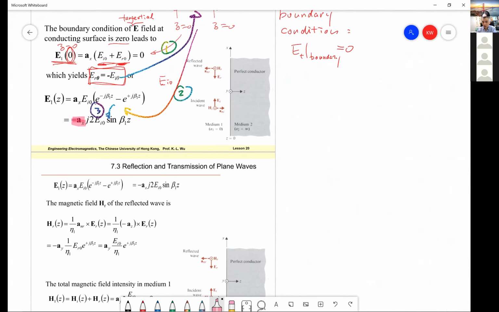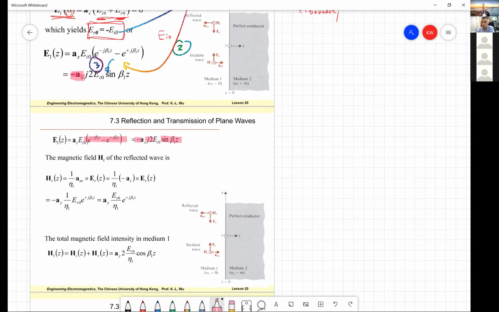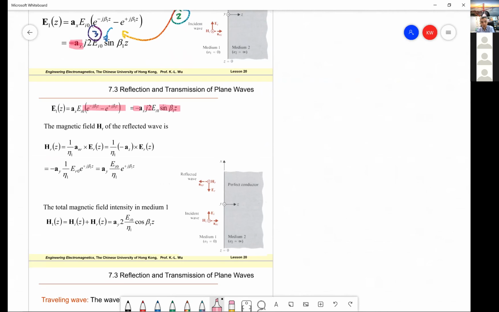Here you see we use a simple relation: a sine equals this, with a minus sign and 2j, right? So this is high school stuff. Now, once we know the electrical field, we also need to know the magnetic field.